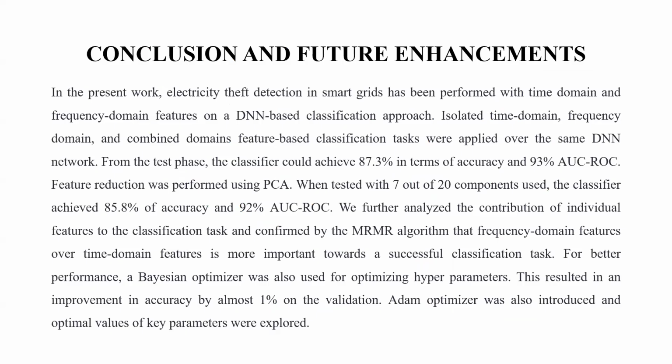The conclusion and future enhancements in our project mainly describe the DNN-based classification approach, where we used both time domain and feature domain features. The isolated time domain and feature domain give maximum accuracy and prediction results. From the test page, our classifier achieved 87.3 accuracy and 93% AUC ROC curve. And we mainly used 7 components out of 20 components, which are very important for our project.